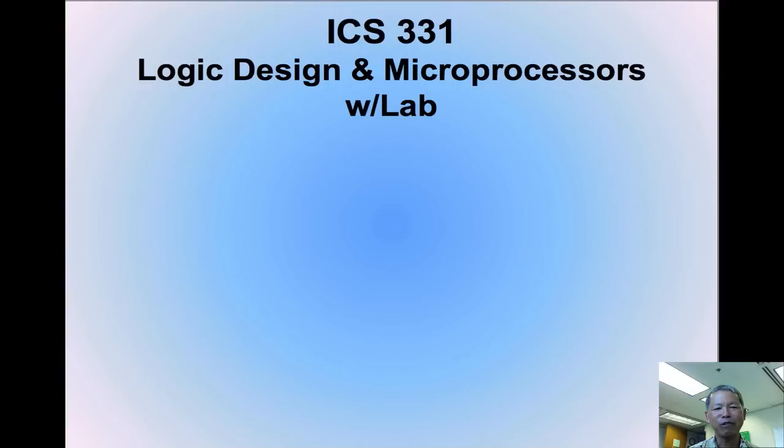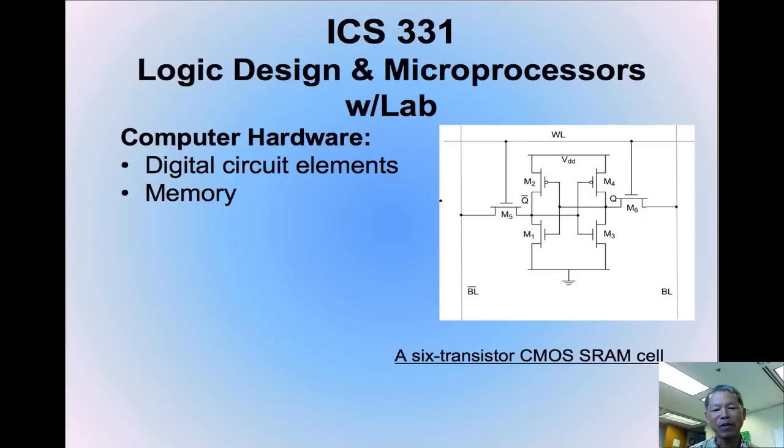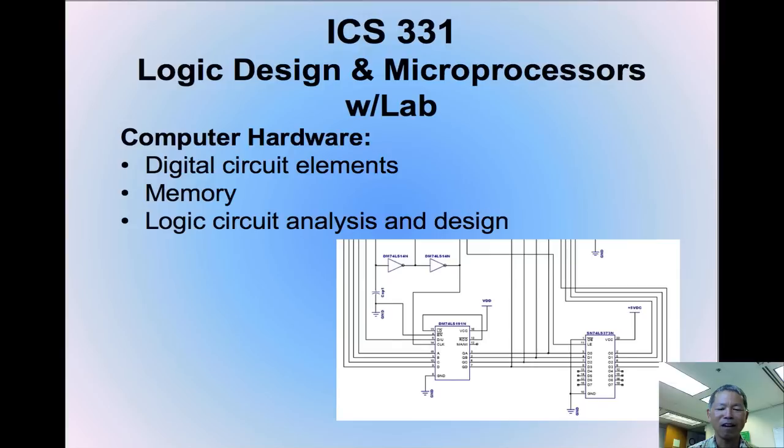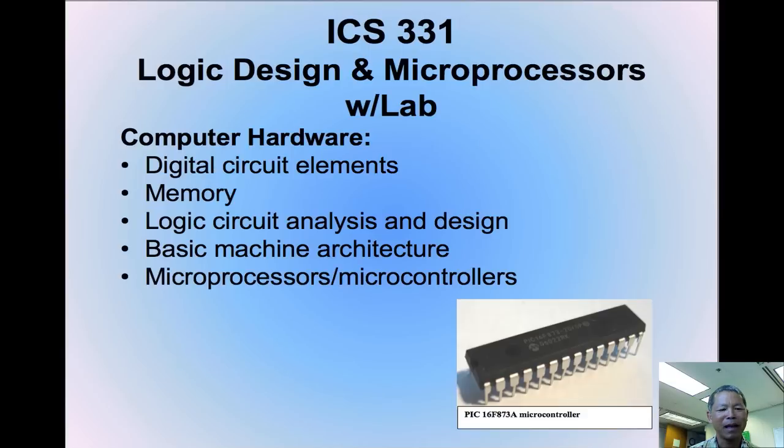But just to give you a brief overview, we talk about computer hardware, digital circuit elements, that's an exclusive OR circuit. And then we talk about memory, and that's a 6-transistor CMOS SRAM. And then logic circuit analysis and design, you'll be able to read circuit designs like the picture below. And then we look at basic machine architecture. We see the arithmetic logic unit and working register and status registers. And we'll be working with the microcontroller there, but we'll be talking about microprocessors also.